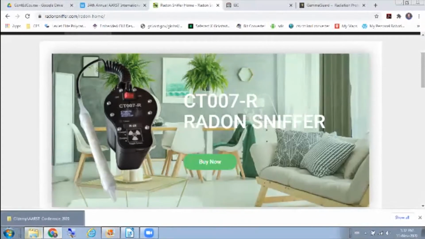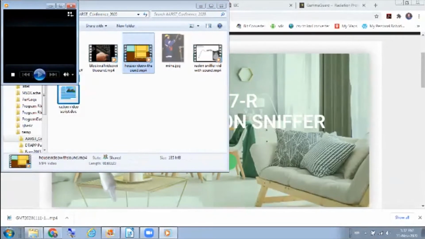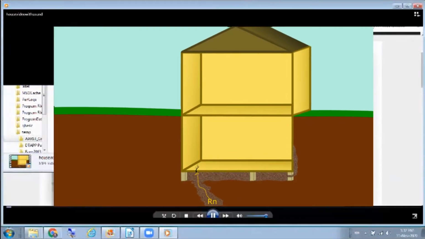So let's jump right into this. The theory about looking for sources for mitigation. Let's look at how radon enters a house.